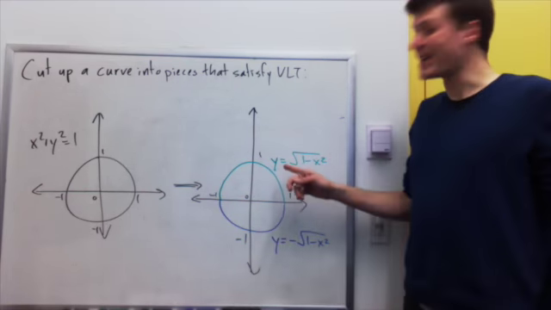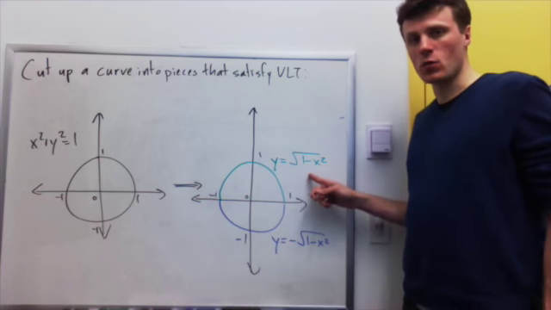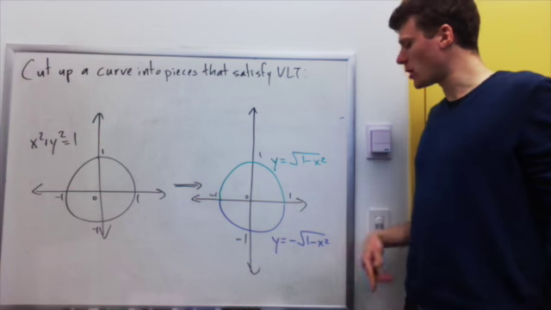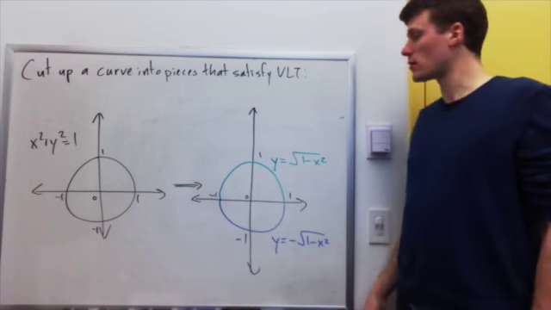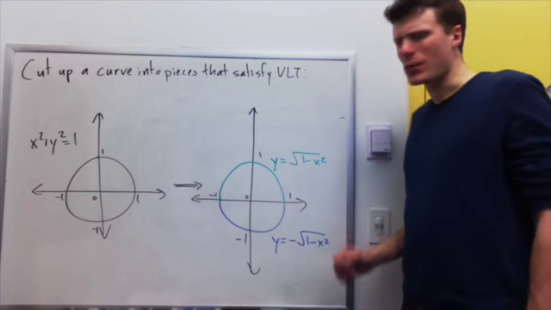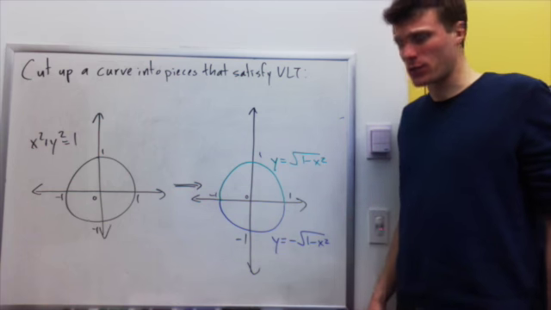Now here I can actually explicitly solve for these two functions. The top is going to be y is equal to the square root of 1 minus x squared. The bottom is going to be y is equal to negative square root of 1 minus x squared, just solving for y. But we can't always do that. We can't always explicitly solve for y.